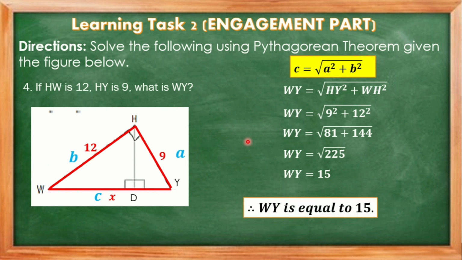Okay, so hindi ko na po gagawan yung number 5 dyan sa learner's packet ninyo dahil halos magkapareho lang sila sa number 4.